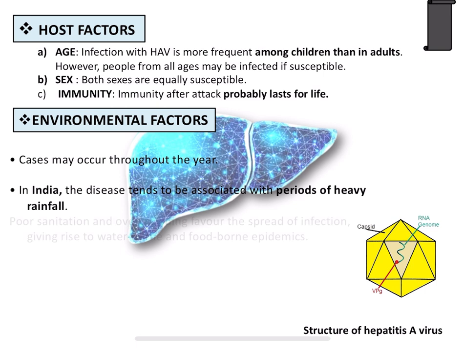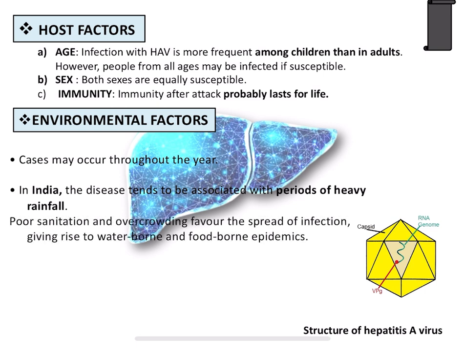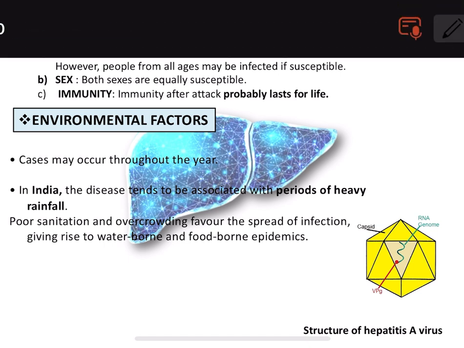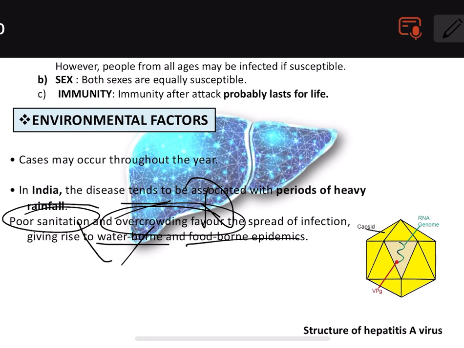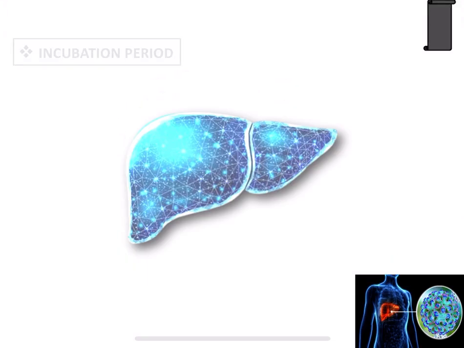Moving further to the environmental factors. Cases may occur throughout the year. In India, the disease is associated mainly with periods of heavy rainfall, and during that period, poor sanitation and overcrowding favor the spread of the infection, giving rise to waterborne and foodborne epidemics. So in India, because it is still a developing country with poor sanitation and overcrowding, all of this favors waterborne and foodborne epidemics.